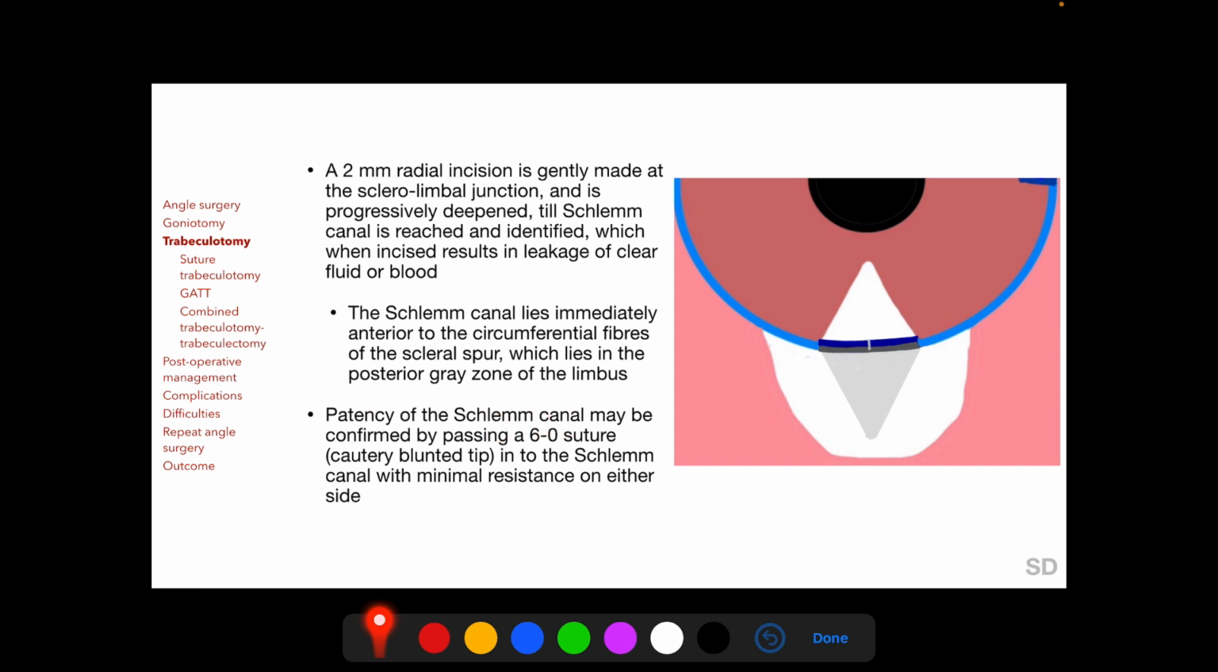patency of the Schlemm's canal may be confirmed by passing a 6-0 suture into the Schlemm's canal on either side of the incision with minimal resistance. The tip of the 6-0 suture should be blunted with cautery so as to avoid false passage into the suprachoroidal space.